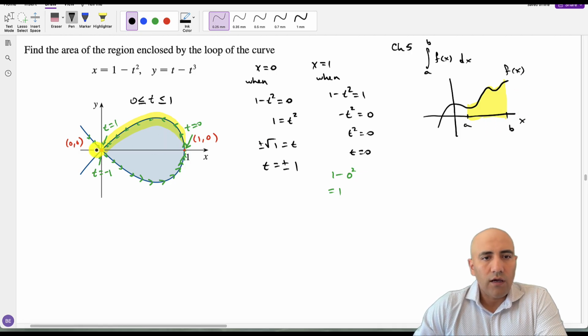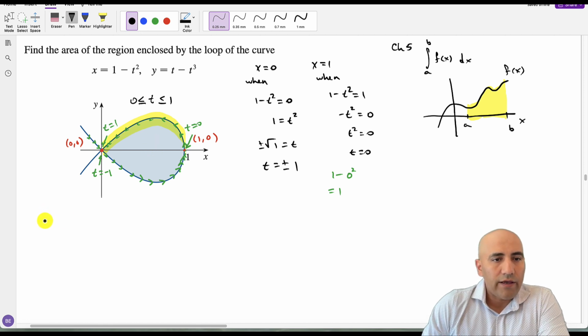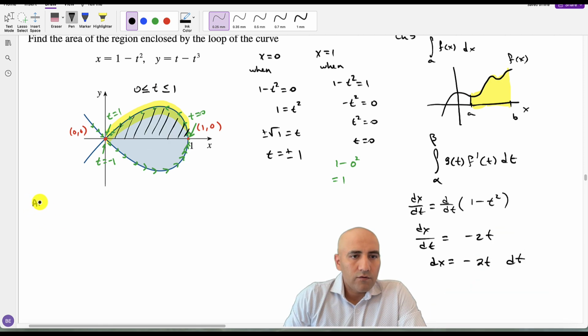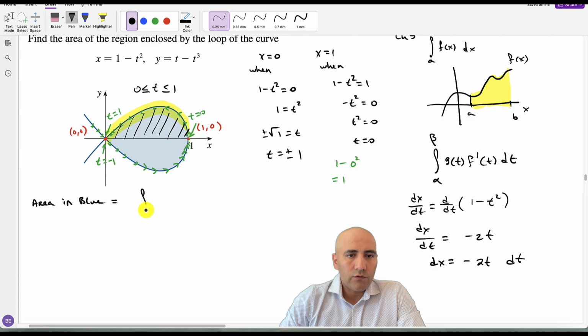Okay, so we're going to do the same thing here. We're going to integrate the area between this point and this point that's trapped between our function and the x-axis, and using symmetry we're going to realize that's actually equal to double that. So let's set it up. The area in blue. So the area in blue is going to be equal to this integral.